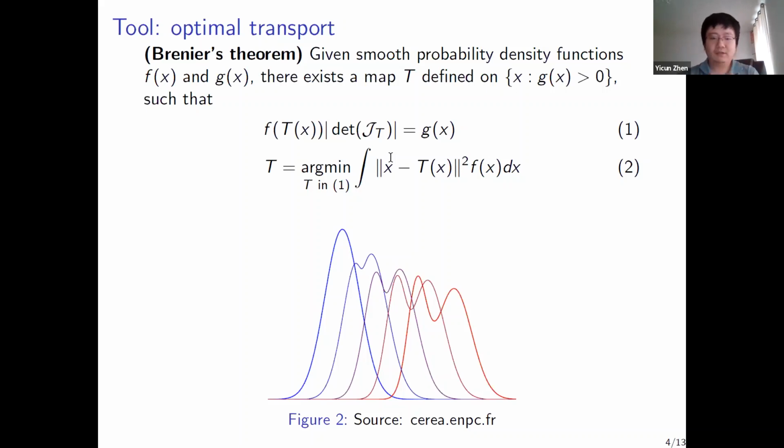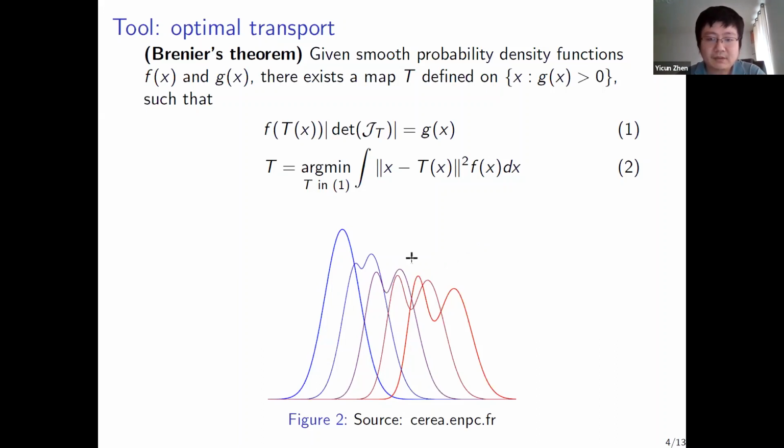So what does this mean? Here I found a figure about the optimal transport. Suppose your original distribution f is a blue curve, and g is a red curve on the far right-hand side. This optimal transport says that you can gradually transform this blue distribution to the red distribution.